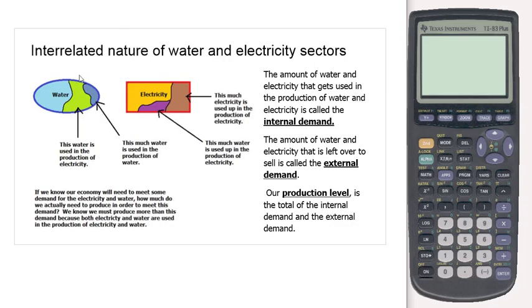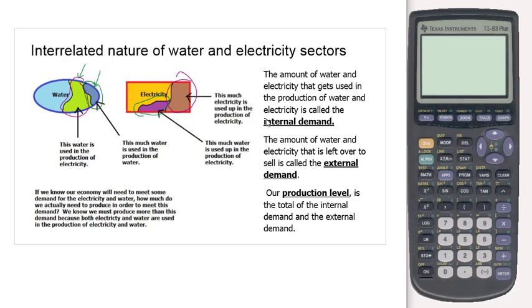Here's a graphic that shows this. In order to produce water, some of the water that we produce gets used up in the production of water. So that's this part right here. And in order to produce water, we also use some electricity. So that's right here. And in order to produce electricity, we use some water and we use some electricity. So in order to produce any water, we use both water and electricity, and in order to produce electricity, we use both electricity and water.